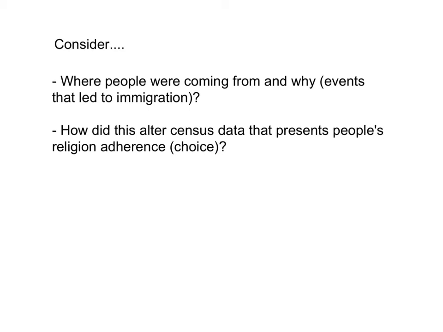Now that we have broken down the question, identified what we need to do, and maybe even reworded the question to make it more accessible, hopefully it's become clear that you will need to consider the following. Firstly, where people were coming from and why, so looking at the events that led to people fleeing their homeland to move to Australia. And secondly, how this altered census data that represents people's religious adherence. What changes were noticeable and how can they be linked back to these events?